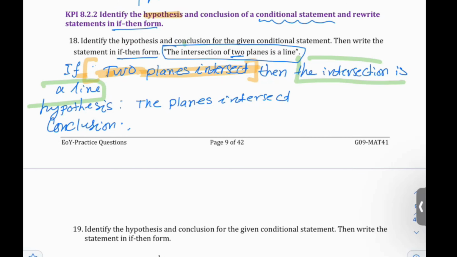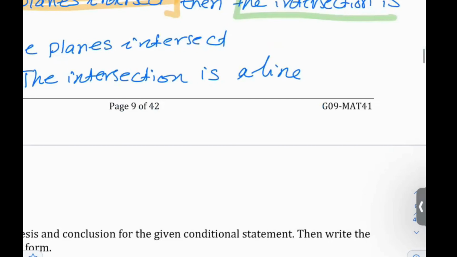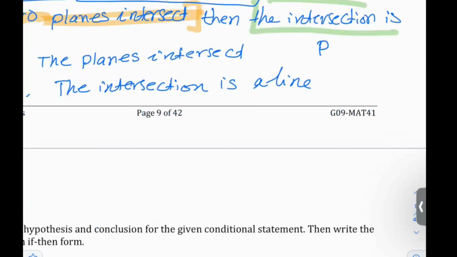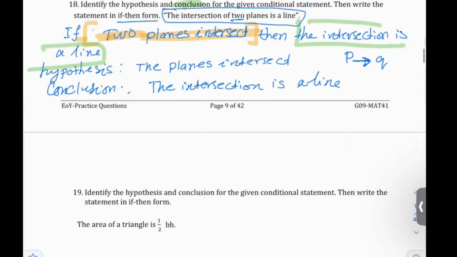Conclusion هو النتيجة يعني أو الاستنتاج. So the intersection is a line. And usually if then statement يعني إذا سمينا الستيتمنت الأول P if then Q, it's going one direction. If P happens, then Q will happen.